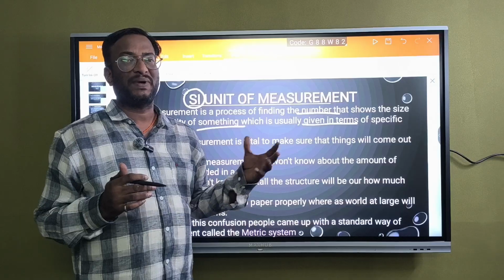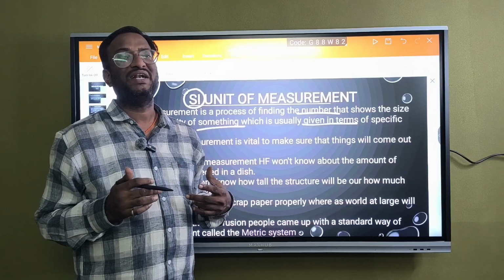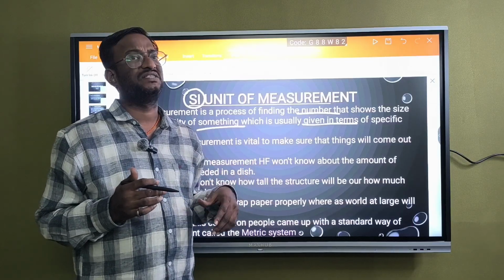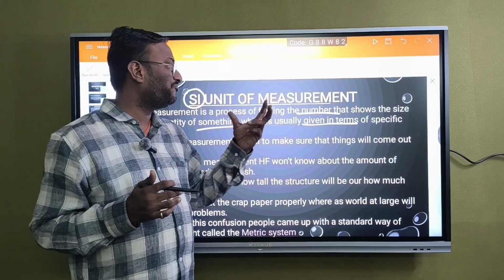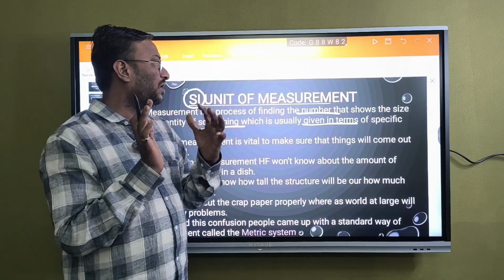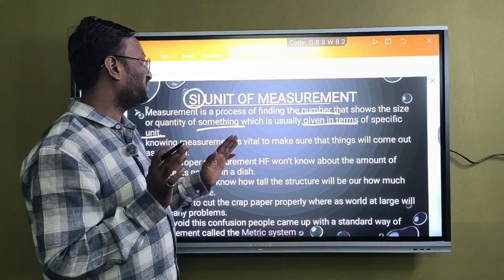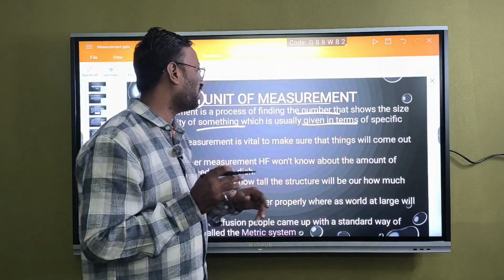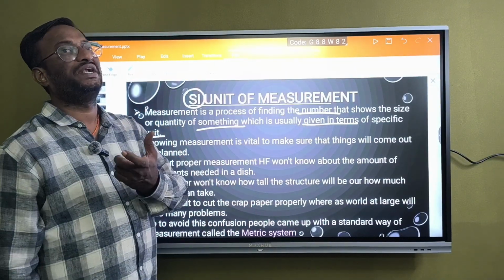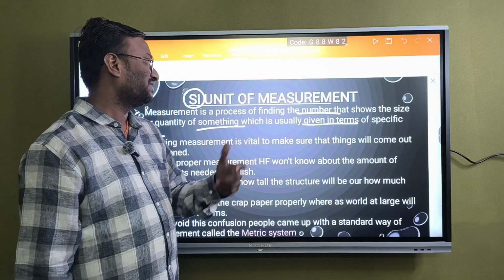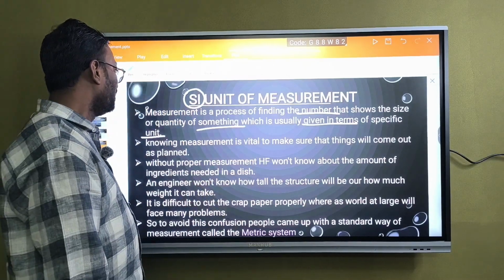I mean the weight of a person, the mass of a person. The weight of a person will be around 50 kgs. That number, 50, will give you the particular size of something, which is usually given in terms of a specific unit. The specific unit is kg, like that. We will discuss one by one in future.